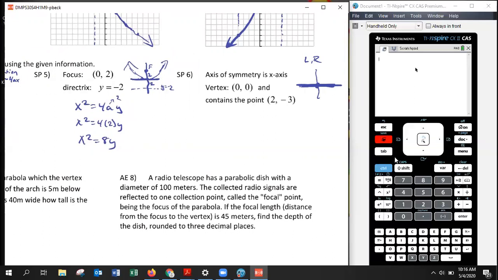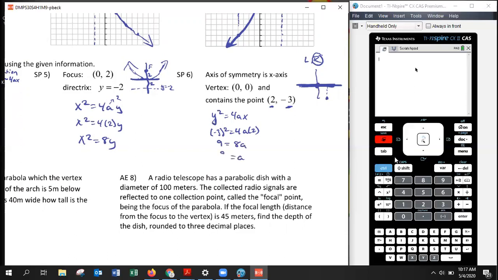So I still don't know if it opens left or right, but if I plot that point (2, -3), which would be right here, that tells me we are going to be opening up to the right. So the fact that it opens up to the right means that this is going to be y squared equals 4ax. Now I can use that point, (2, -3), and plug it in. That y value is negative 3. The x value is 2. And I have 9 will equal 8a.